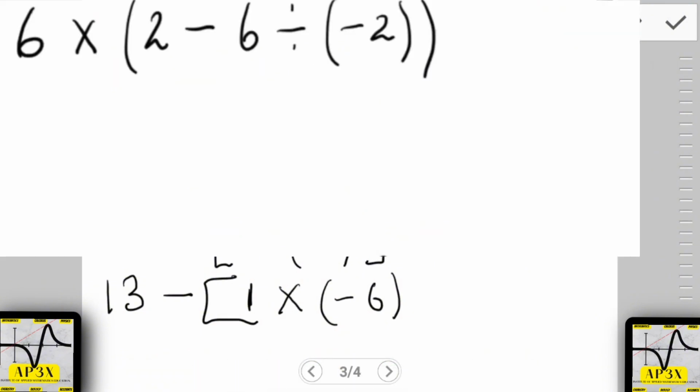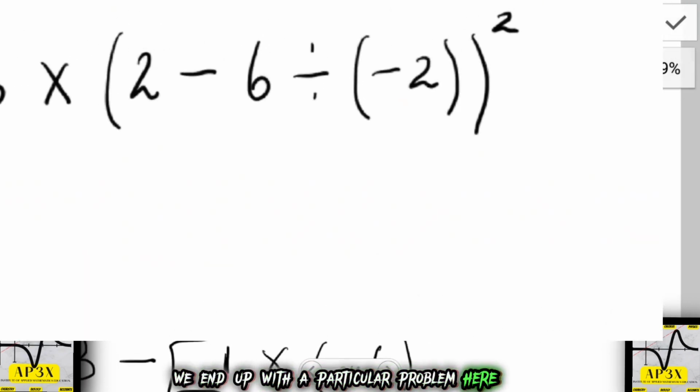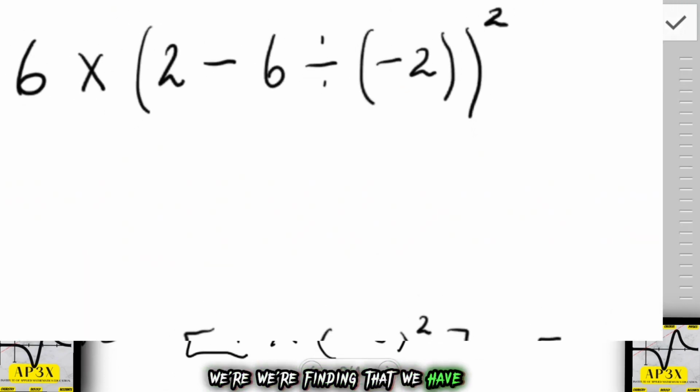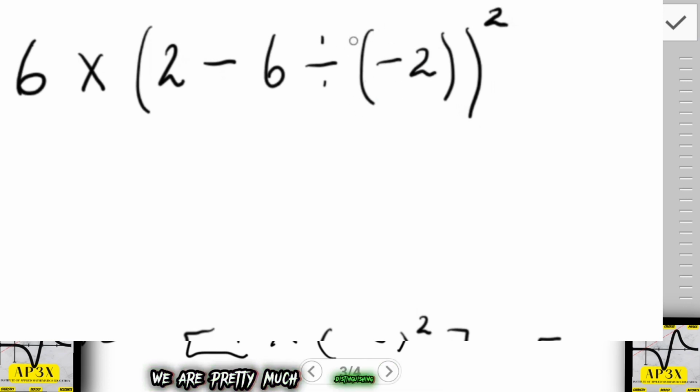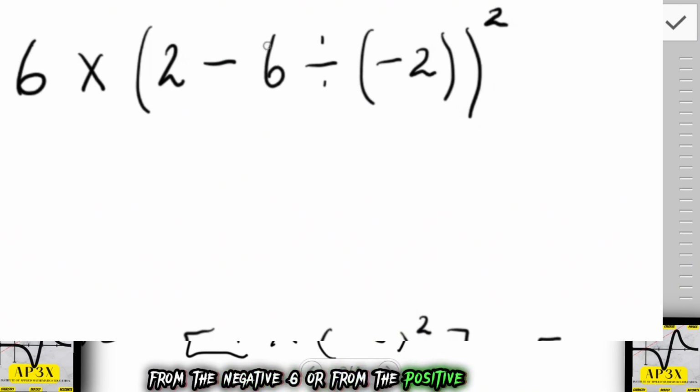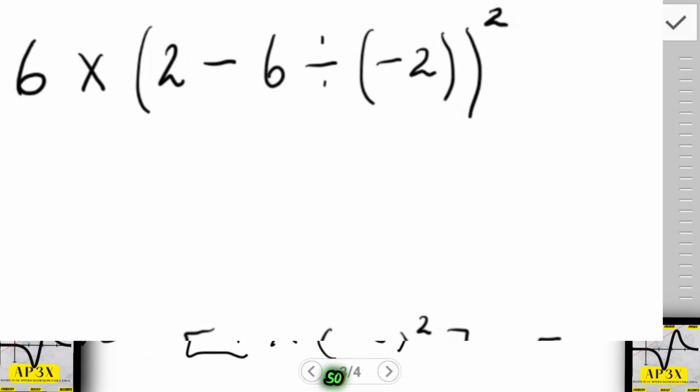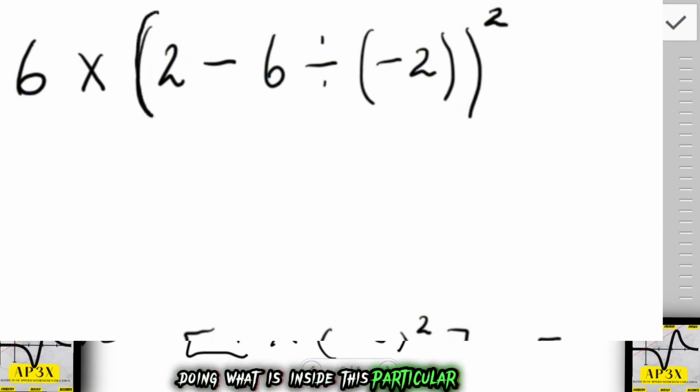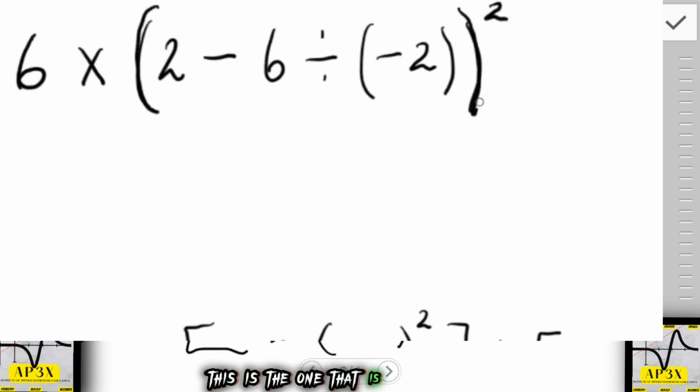We have 6 multiplied by open bracket 2, take away 6 divided by negative 2, close bracket, squared. So once again, we end up with a particular problem here where we're finding that we have brackets within brackets. Now, this is not necessarily an operational bracket. We are pretty much distinguishing the negative 2 from the negative 6. So what we're going to be doing here is what is inside this particular parenthesis. This is the one that is of focus.